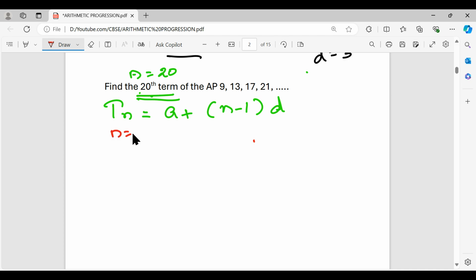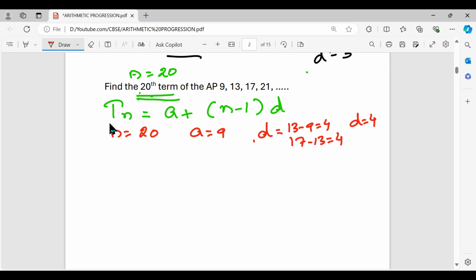So let's write all this. n is 20. Now, the next thing you have to write is a. a is the first term, that is 9. And then the next thing is d. What is d? 13 minus 9 gives you 4. Then 17 minus 13, that gives you 4. Hence, we can say that d is 4. So we got everything here.